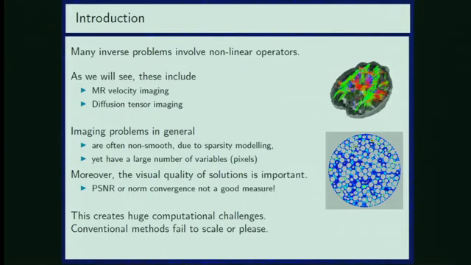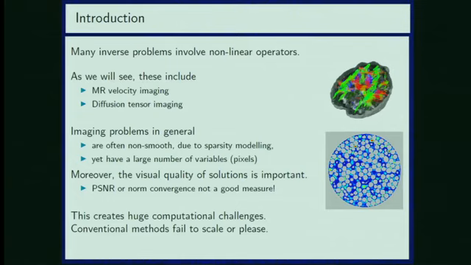MRI resolution is not huge. It's like 256 times 64 volume would be quite high by today's standards, but in diffusion tensor imaging we have 6 values per voxel basically, and that also brings the count to somewhere above 20 million. So the problems are relatively large, and this creates computational challenges.